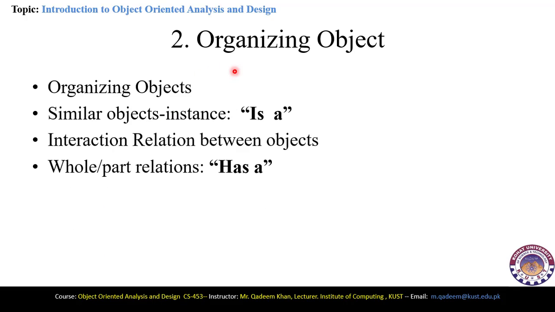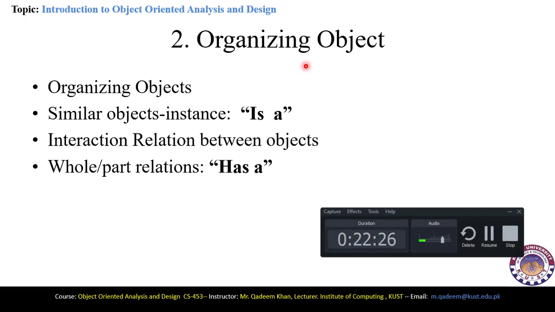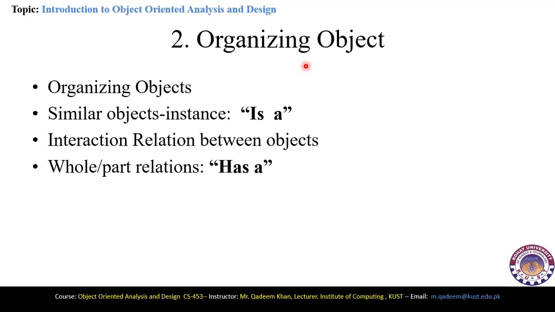The next step is organizing the objects. So here we will define different relations of the objects with each other. It means that here we will organize different objects on the sketch, because that sketch will be used in the UML. Similarly, the object can be represented through different object instances, and similar object instances will be represented through the "is a" relation. The "is a" is a certain relation which tells us that this object is in fact another object.